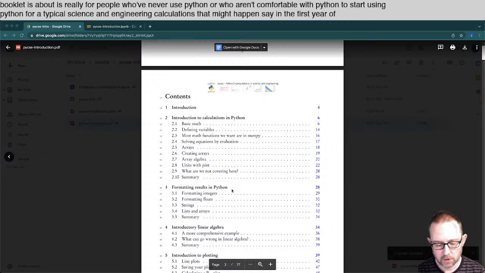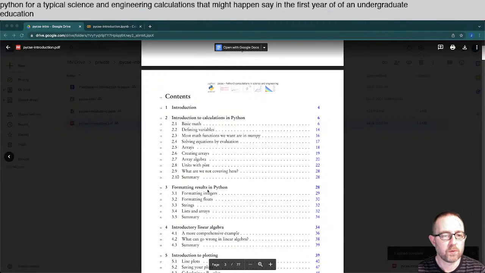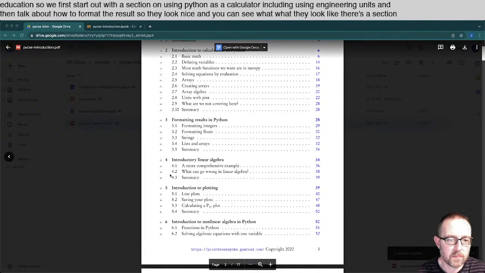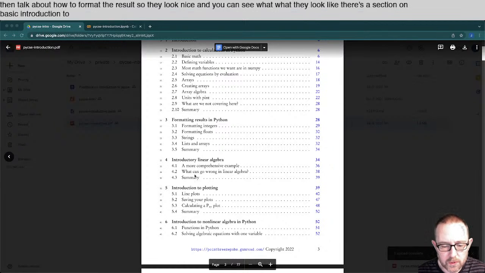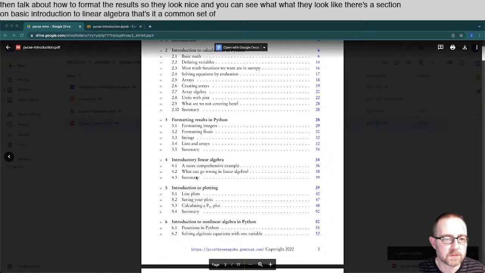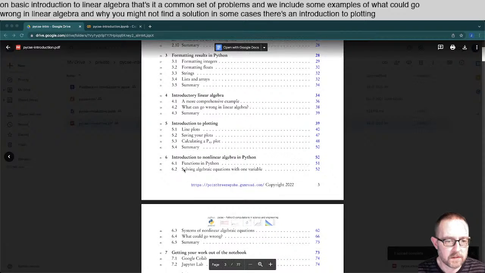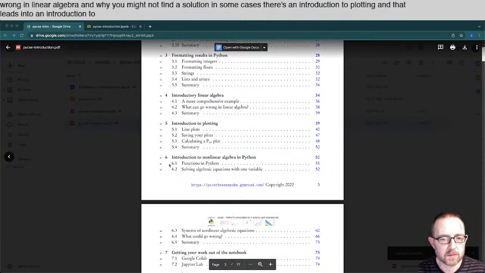of an undergraduate education. So we first start out with a section on using Python as a calculator, including using engineering units, and then talk about how to format the results so they look nice and you can see what they look like. There's a section on basic introduction to linear algebra. That's a common set of problems. And we include some examples of what could go wrong in linear algebra and why you might not find a solution in some cases. There's an introduction to plotting, and that leads into an introduction to nonlinear algebra in Python.